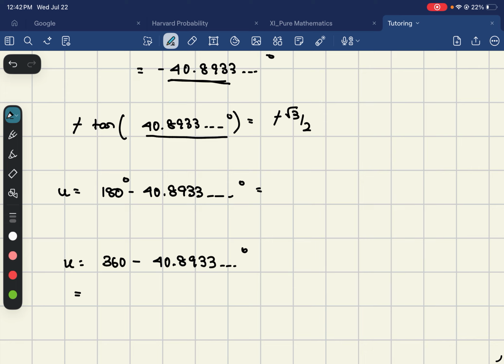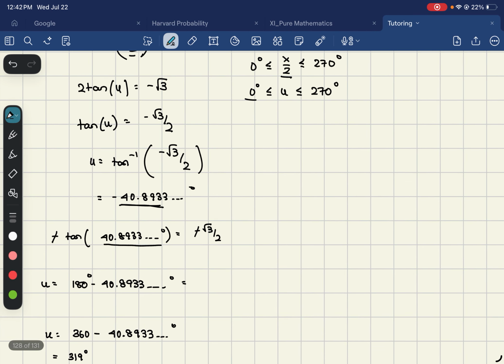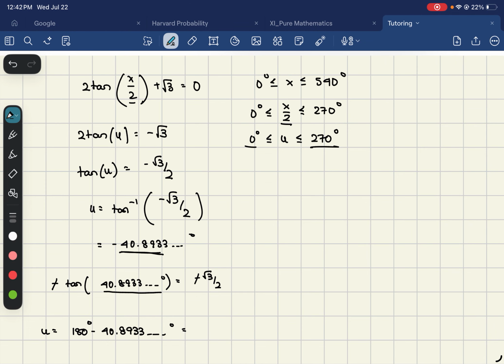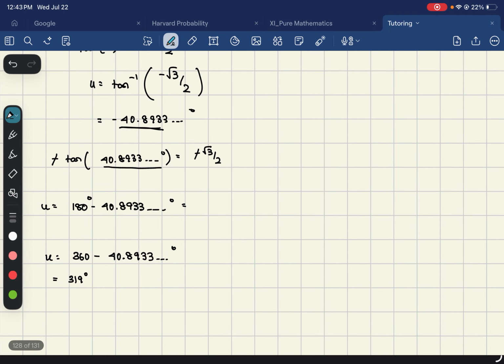All right. So if I do 360 minus the acute angle, I get 319. And if you check your inequality, tan u is limited to growing up until only 270. So this is invalid. So you only have one valid answer for this question, actually.